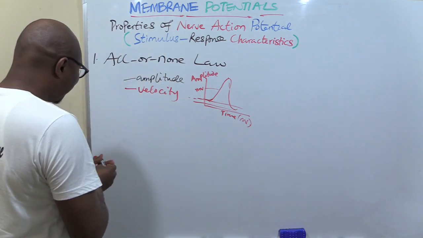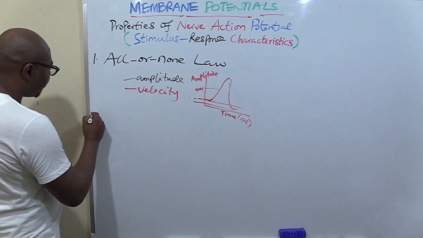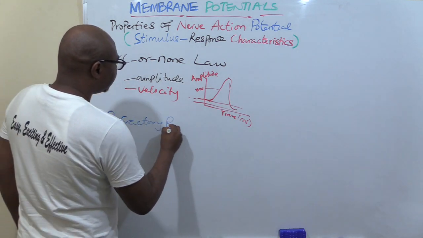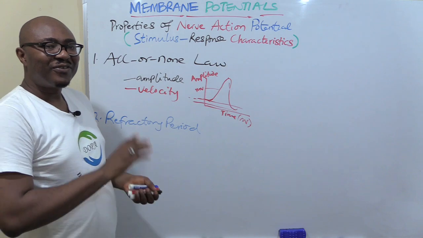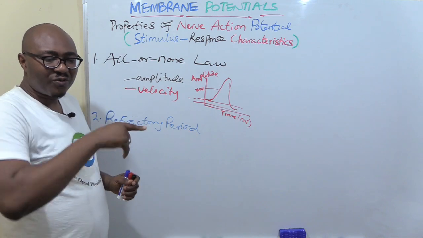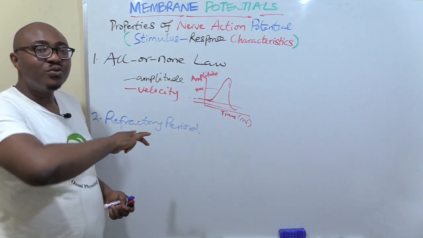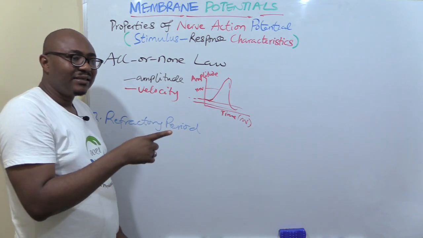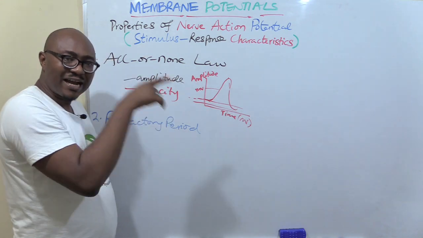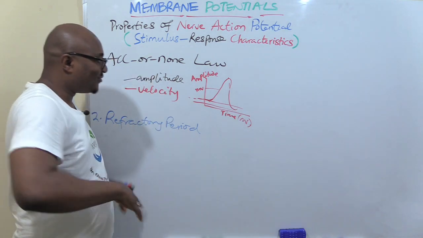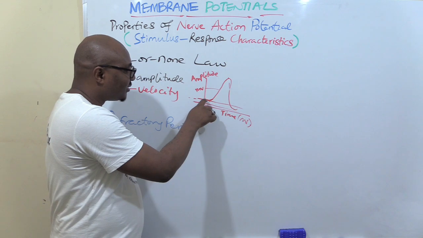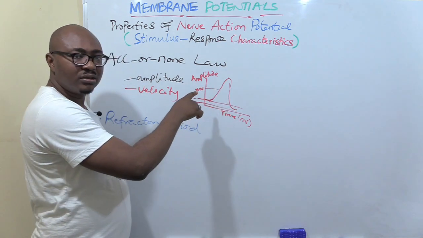Let's talk about another stimulus response characteristic, the refractory period. What do we mean by this? The refractory period is the period of an action potential in which, if you apply another stimulus, it will not yield another action potential. It will not lead to the generation of a new action potential.